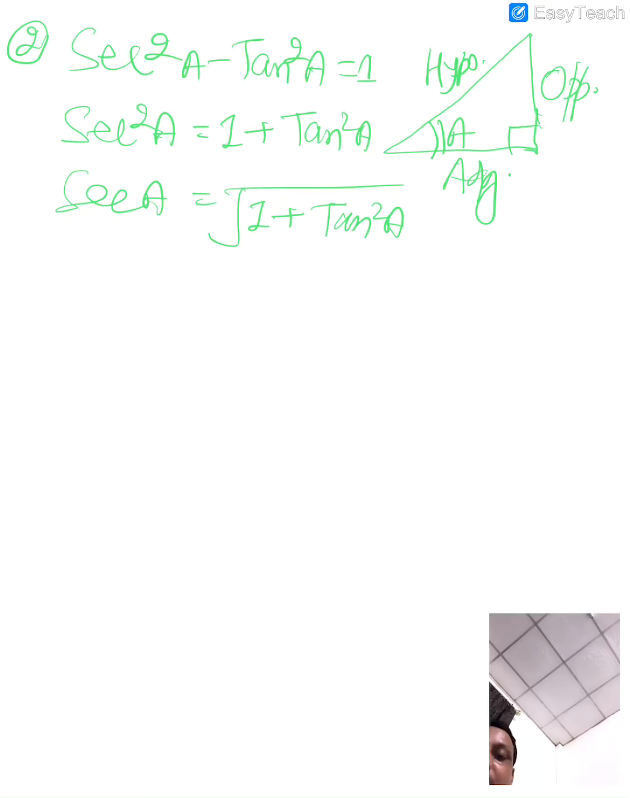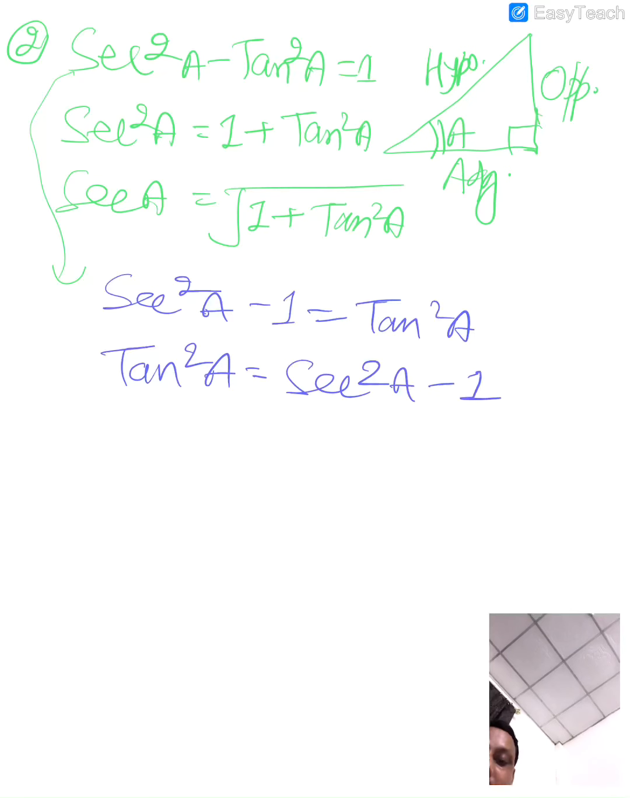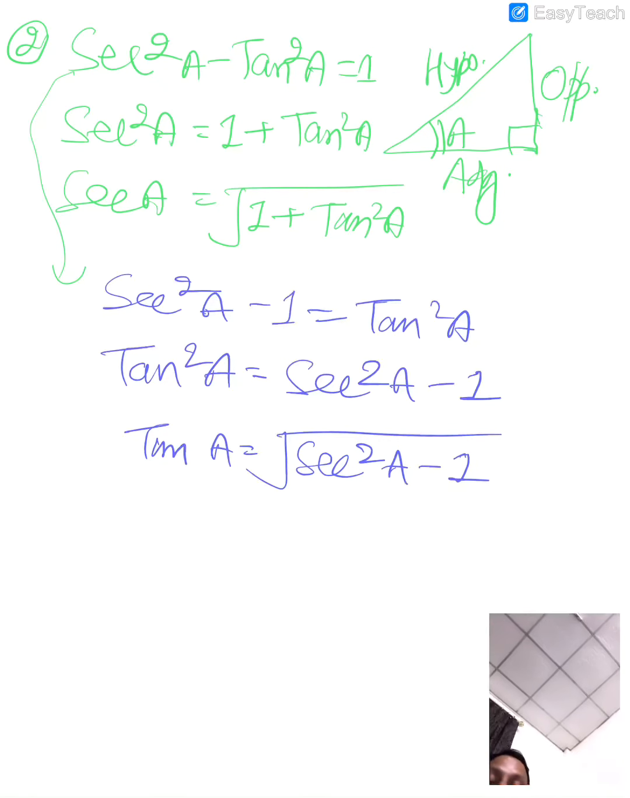Now if you want to find tan, from here you can write sec²A minus 1 is equal to tan²A. So tan²A is equal to sec²A minus 1. So tan A is equal to the square root of sec²A minus 1, right? So this is the way how to calculate.